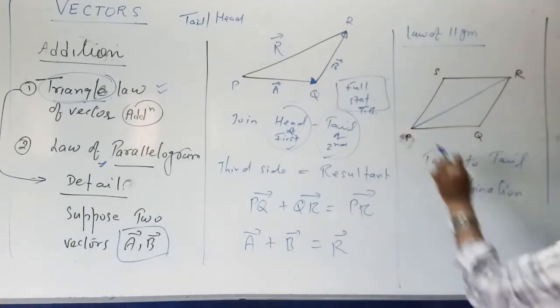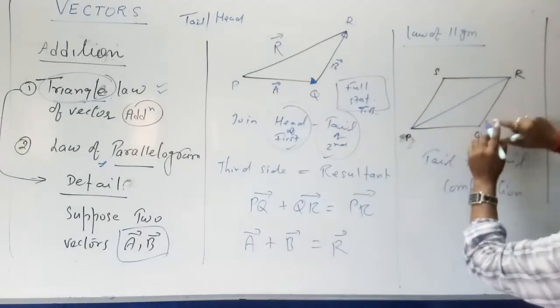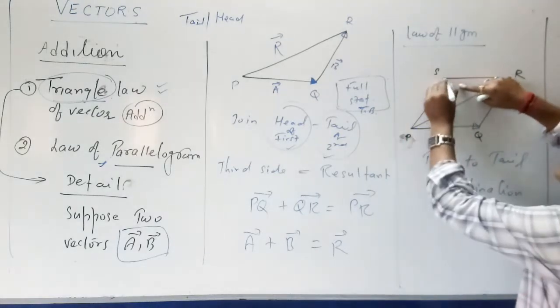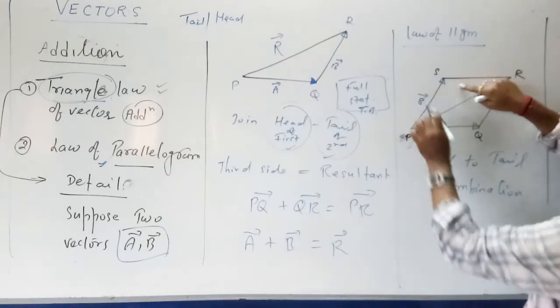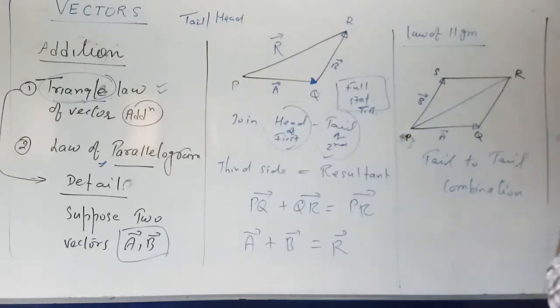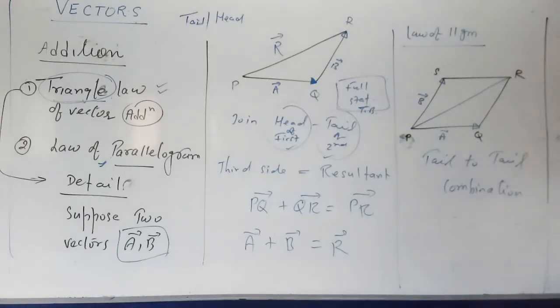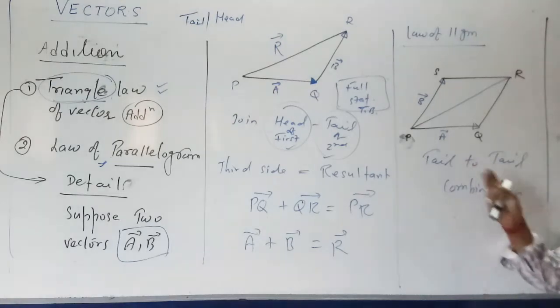Now it means if I arrange this as the first vector and this as the second vector, then this diagonal, tail to tail, you see, it's important because when we will be solving the numericals, this will be useful for us.